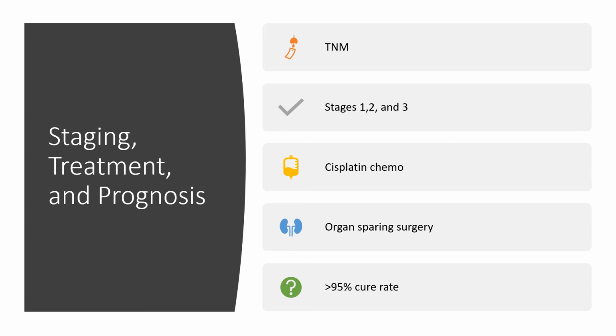Cisplatin chemo is the way to go. It can actually cure very advanced disease. It's actually been shown to cure diseases that have metastatic spread and are in stage 3. So cisplatin is one of the awesome chemotherapeutic drugs out there.